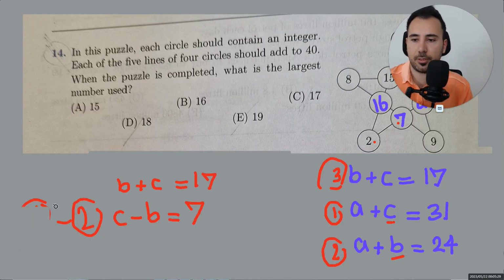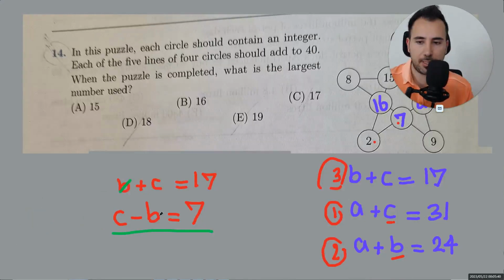So all we have to do is add these two equations together. Okay, so when we add the left sides, this B and this B will cancel. So we'll have 1C and 2C. So 2C's will be the same as 17 plus 7, 24. So C is 12.